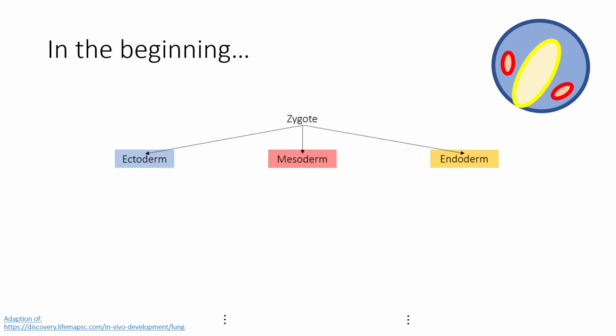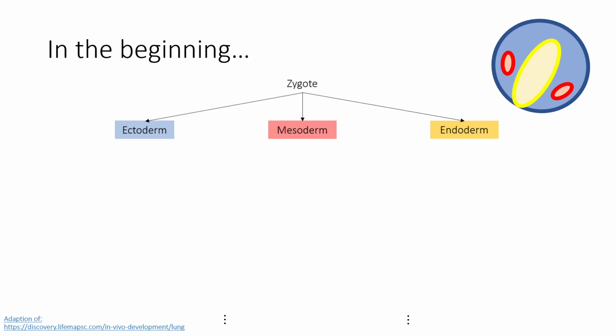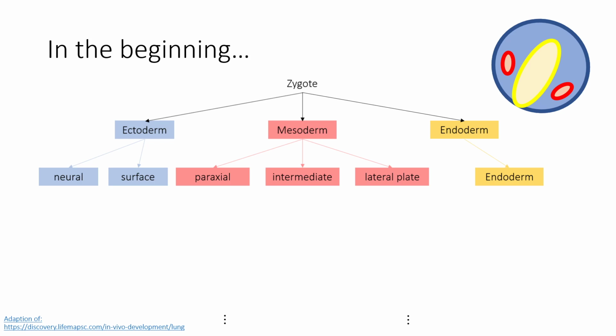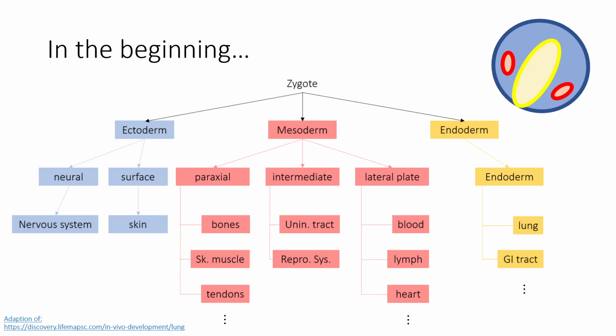So in the beginning, pretty much after you have a fertilized egg, it develops into a zygote, and then once it starts differentiating into its different tissue types, you get three different germ layers. Those three different germ layers are going to be the ectoderm, mesoderm, and the endoderm. Now the ectoderm, which is going to be represented by the blue label, is going to differentiate into basically two different types of tissue. You have your nervous tissue as well as your skin tissue.